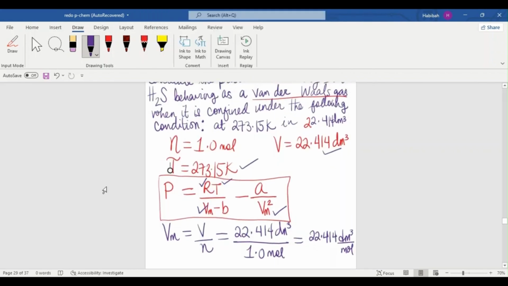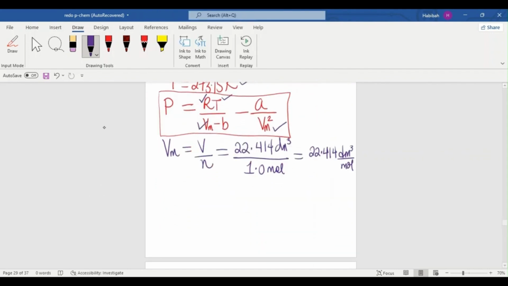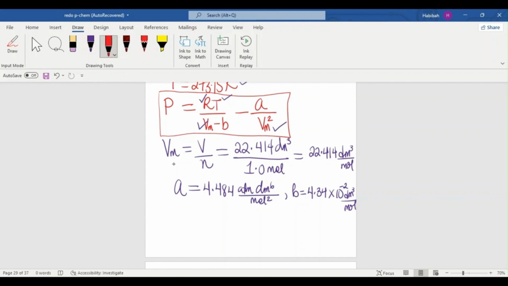Looking at the van der Waals parameters for H2S gas, we determine A to be 4.484 atmosphere dm6 per mole squared, while B is simply 4.34 times 10 to the power of negative 2 dm cube per mole. So these are the values that we need for this question. Now we've been able to successfully determine all the parameters that we need to solve this question. We can simply substitute.